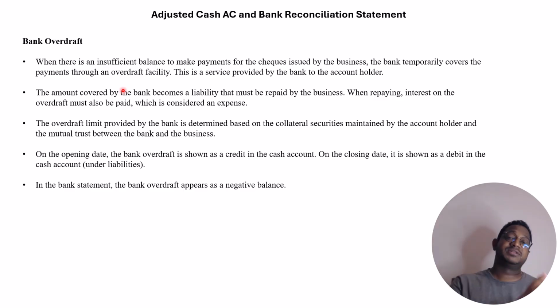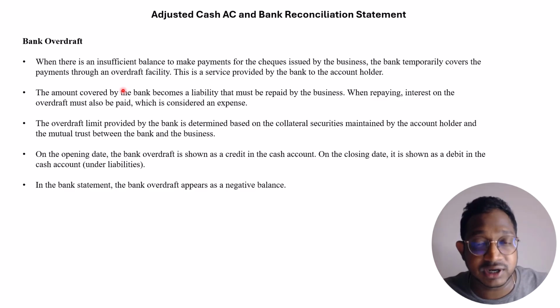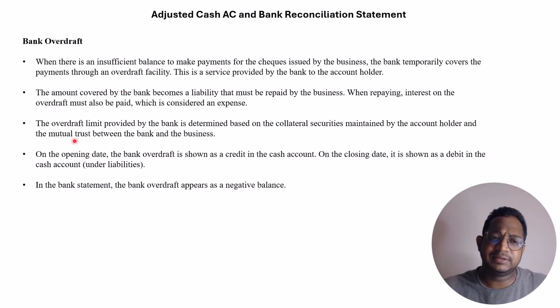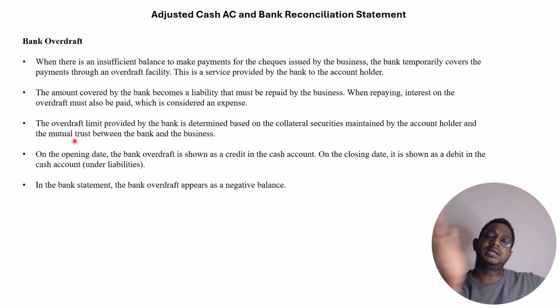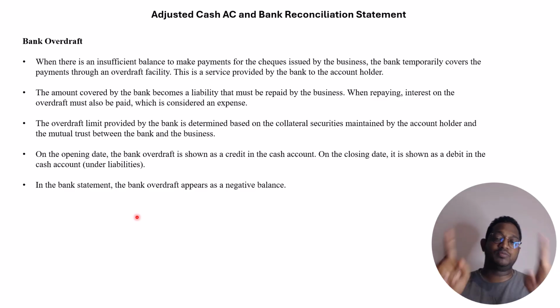It's a liability from the business's point of view. And when we are clearing that liability, which means when we pay that overdraft back, we have to pay an extra amount. What is that? Overdraft interest, right? The overdraft limit provided by the bank is determined based on the collateral securities or the account holder's trustworthiness with the bank. At the opening date, when we present the bank overdraft in the cash account, it's a liability, so it should appear on the credit side. And for the closing transactions, the balance carried down, you have to show it on the debit side. In the bank statement, the overdraft appears as a negative balance within brackets, right? So that's it for that.